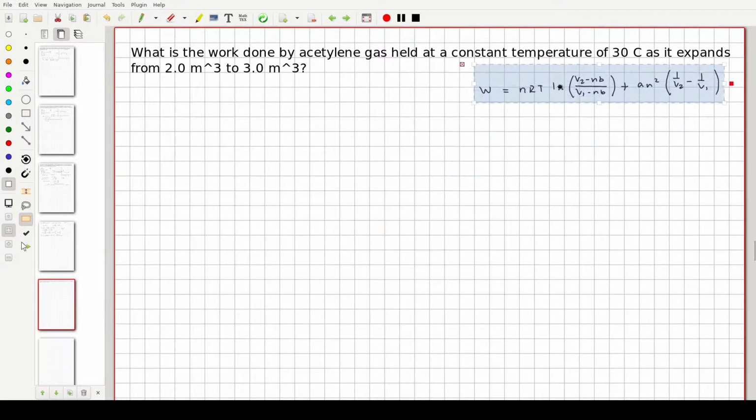Because here, what I want to do is look at the work done by acetylene gas held at constant temperature as it expands from 2 cubic meters to 3 cubic meters. And I'm going to treat this as though it is a van der Waals gas. Let's just write down our givens here. We have our initial volume of 2.0 cubic meters. We have our final volume of 3.0 cubic meters. We know the temperature of our gas, which is isothermal, is 30 degrees Celsius, which is the same thing as 303 Kelvin.